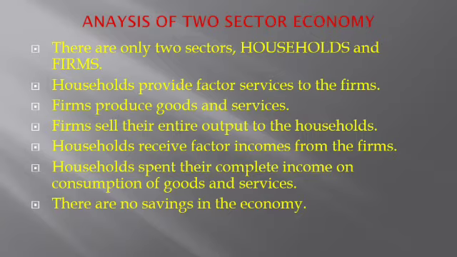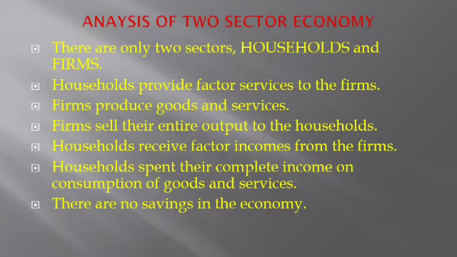So many things are there. So here in two-sector economy we will find only two sectors. One is your household, other is firms. The second assumption is that households provide factor services to the firms. You know what are factor services? Land, labor, capital, other things. These are provided by the households to the firms.